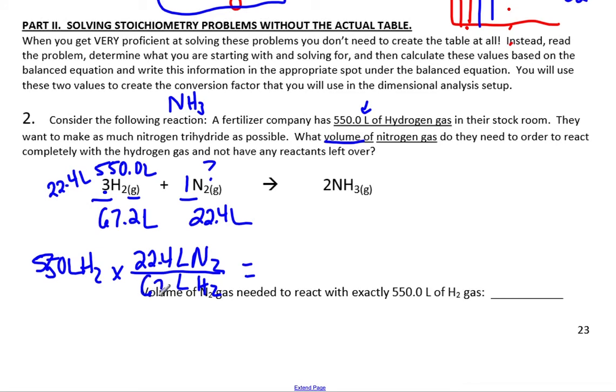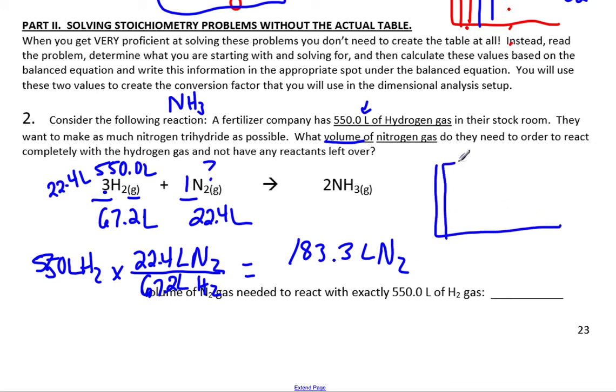Hydrogen, 67.2. So then you do the math. 550 times 22.4 divided by 67.2 is about 183.3 liters of nitrogen. About 183. So now I know if I have 550 liters of hydrogen, I would need 183 liters of nitrogen to go with it.